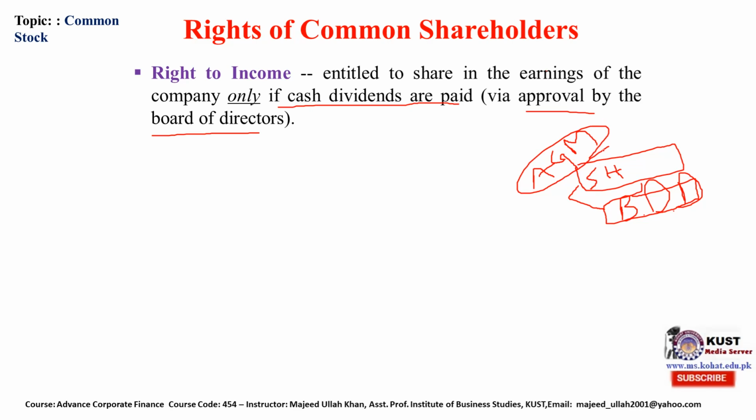So these shareholders have the right to the distribution of the earnings or the profit of the company amongst the shareholders, which is called dividend. These dividends are at the discretion of the board of directors elected by these shareholders. When the board approves it, then they will be able to receive these dividends. That is the right to income, subject to approval.